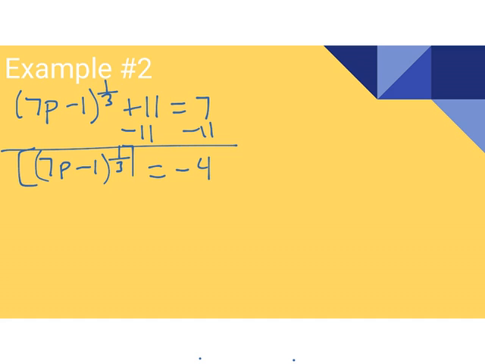I am now going to multiply the whole thing by the reciprocal. Just raise everything to that 3rd power, or 3 over 1, either way. These are going to divide out to the 1. So now I have 7p minus 1 equals negative 4 to the 3rd power. Actually, let's simplify that right now. So negative 4 times negative 4 times negative 4. We're going to be left with the negative because we have that odd exponent. And 4 times 4 times 4 is 64.